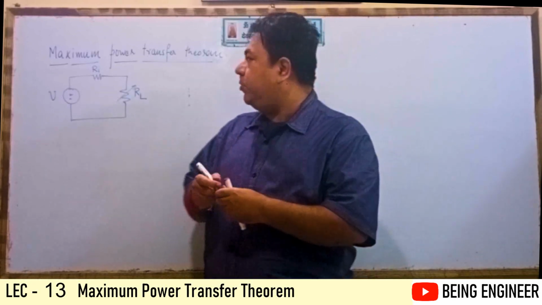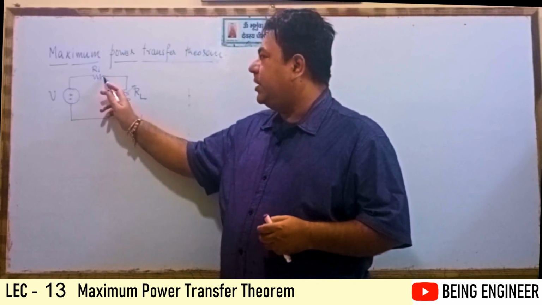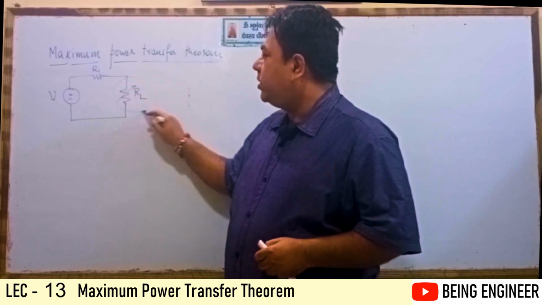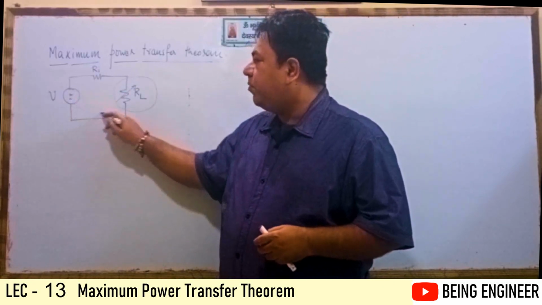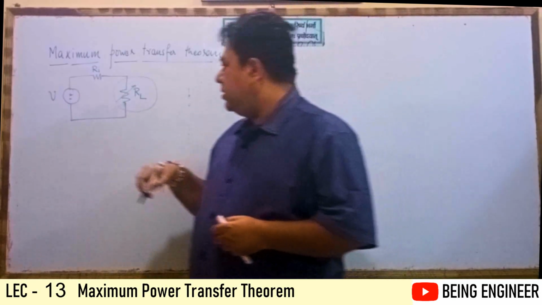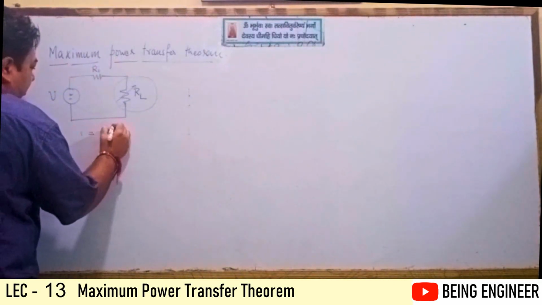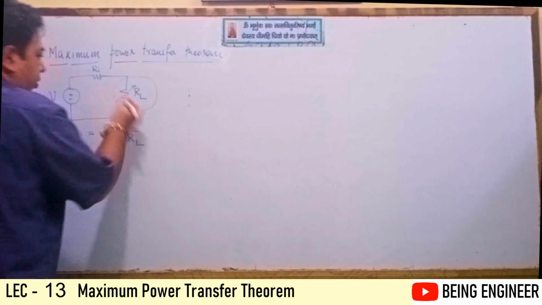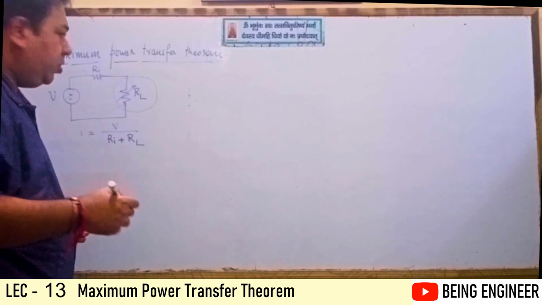Like in this particular problem, this is a voltage source V, the internal resistance of the source is Ri, and the load connected is RL. We have to find out the value of this RL so that maximum power can be transferred from this voltage source to that particular resistor. So how can we determine this? Simply, I can write the current I as V divided by Ri plus RL using Ohm's law, or you can write this current using Kirchhoff's voltage law also.